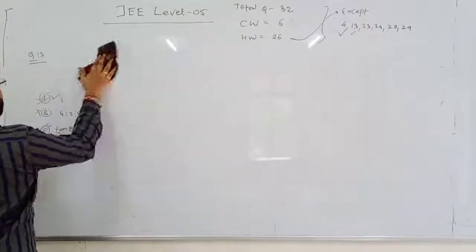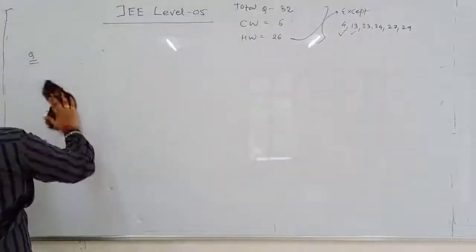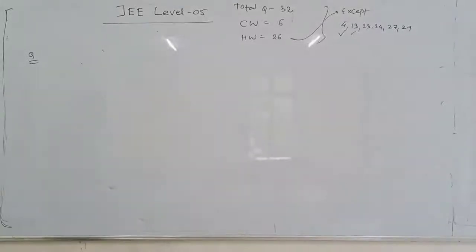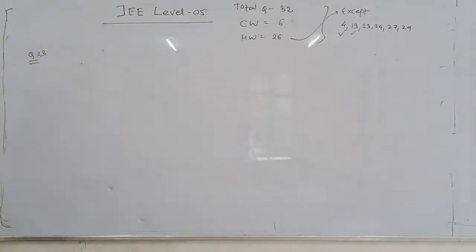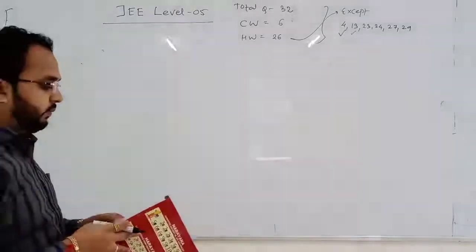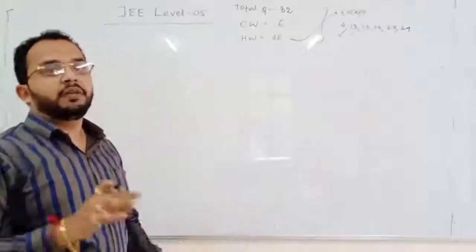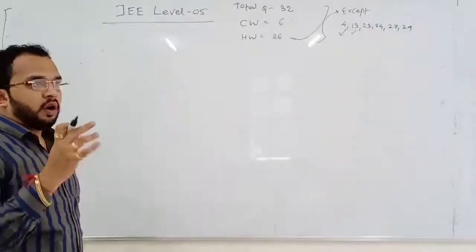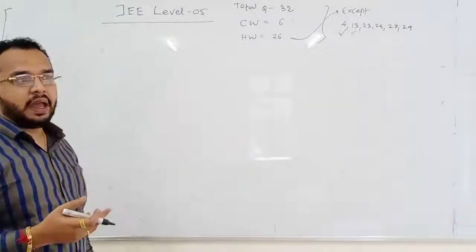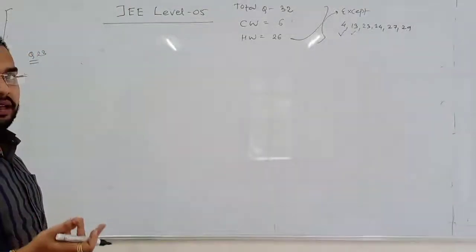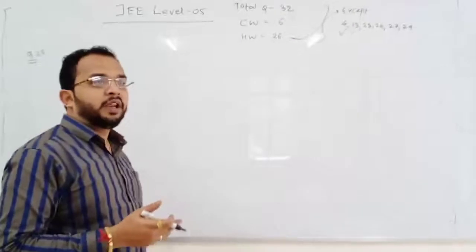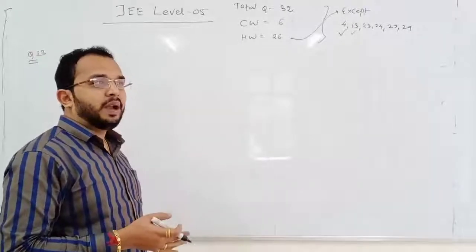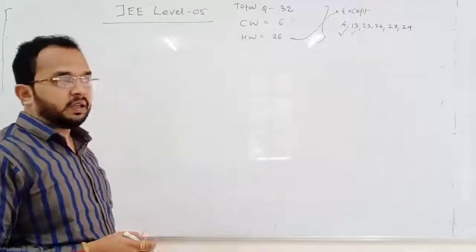Now question number 23. Questions 23 and 24 form a passage. Okay, comprehension. You will be given a paragraph of comprehension, and you have to read the concept and understand it, and below the paragraph you will be given 2 or 3 questions. This pattern will most likely be in Advanced, and will not come in Mains.